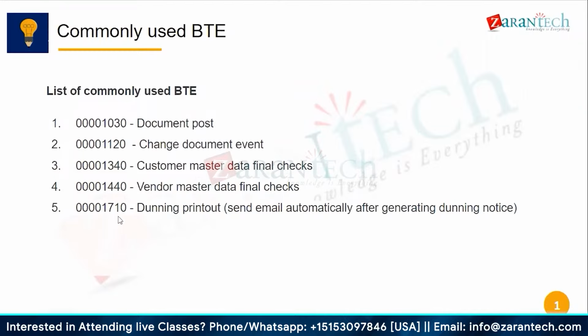So using this dunning printout, this particular function module, you need not do that manually. Whenever you generate the printout, at the same time, you can have one kind of function module attached to that, which we can use to send the email automatically after generating the dunning notice. Okay, so these are very common uses of business transaction events.